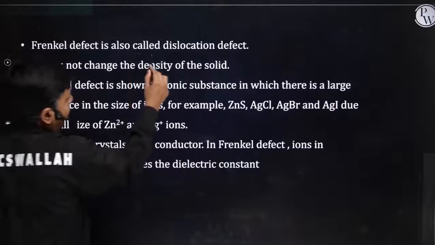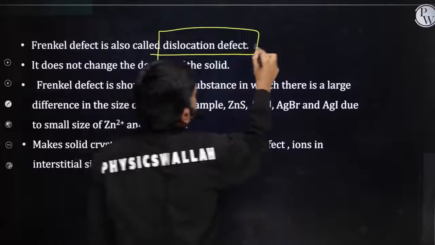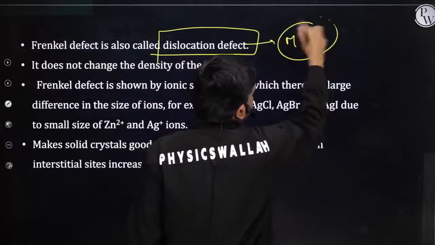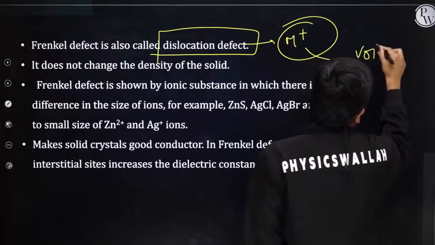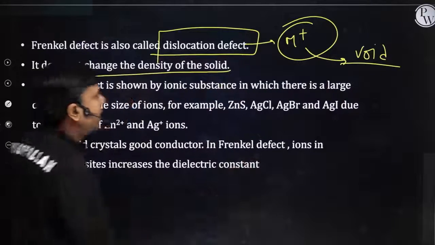It's also referred to as dislocation defect. Why? Because of the dislocation of the cation, M plus has left its lattice site and is trapped in a void, right? It does not change the density of the solid, already discussed.